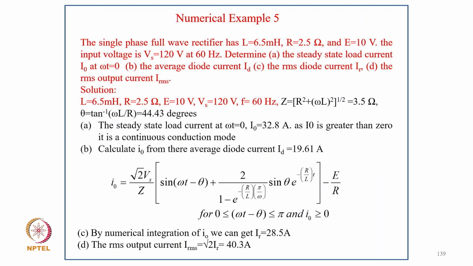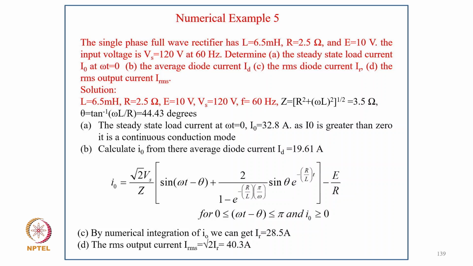Now coming to numerical example 5. The single phase full wave rectifier has L equal to 6.5 millihenry, R equal to 2.5 ohm, and E equal to 10 volt. The input voltage is Vs equal to 120 volts at 60 Hz. Determine the steady state load current I0 at omega t equal to 0, the average diode current ID, the RMS diode current IR, and the RMS load output current IRMS.